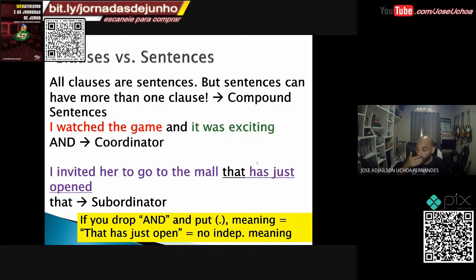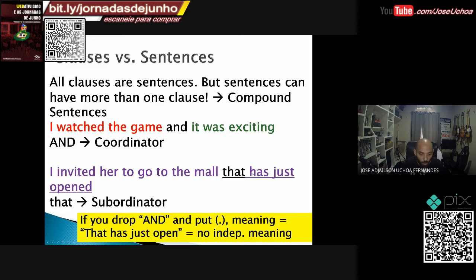Um dos problemas de quem tenta aprender o inglês traduzindo ao pé da letra é aceitar a existência desse it, que o português permite essa elipse, esse sumiço com o pronome, essa implicitude. No inglês não tem implicitude, sujeito é sempre explícito. E quando ele não está explícito, é porque essa oração é subordinada. Olha só o caso aqui. That has just opened. Esse that, essa conjunção that, está aqui justamente para suprir a carência de uma oração que não tem um sujeito.